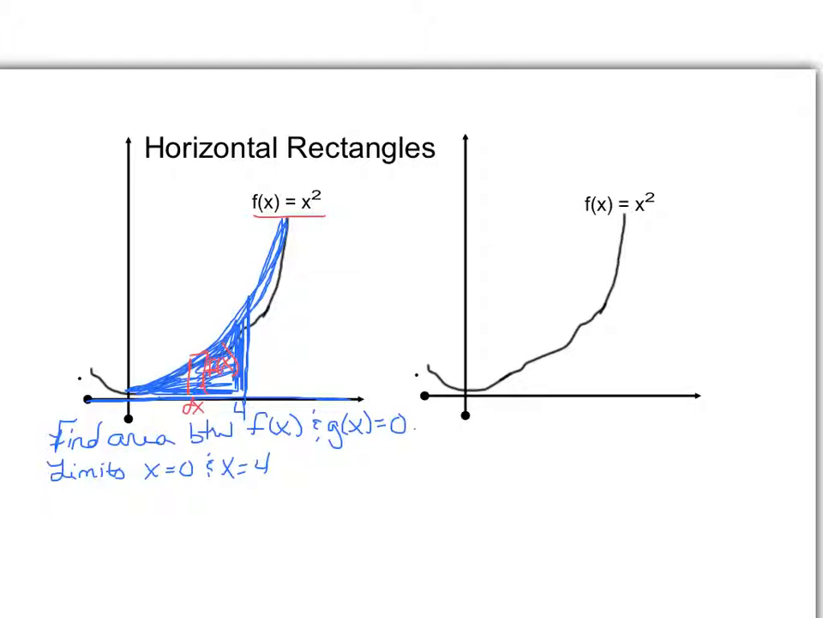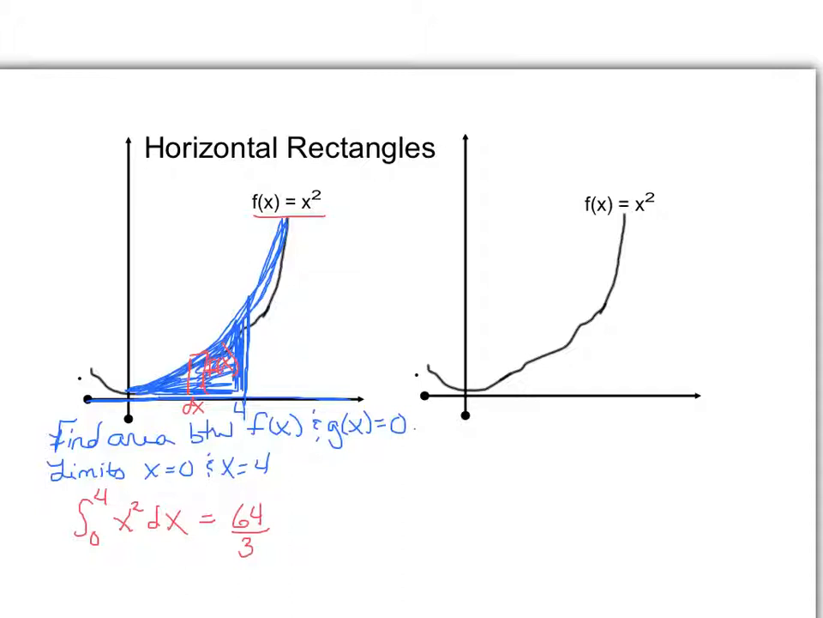The integral I would get would be the integral from 0 to 4 of my top curve, which is x squared, minus my bottom curve, which is 0, so I can neglect that, dx. From here I can put that in my calculator, and I get 64 thirds. Again, that represents the area between those two curves.